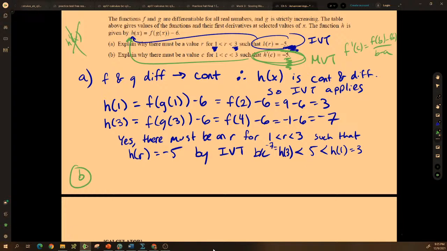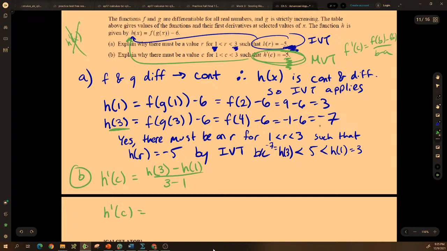We're doing MVT, which is saying there is some h prime of c that would equal h of b, in this case 3, minus h of 1 over 3 minus 1. We don't need to solve for it. We just need to show that it's going to be negative 5. So h prime of c, we already plugged in h of 3. When we plugged in h of 3, we got negative 7. And we also already plugged in h of 1, and we got 3, over 3 minus 1, which is negative 10 over 2, which is negative 5. That's what I wanted.